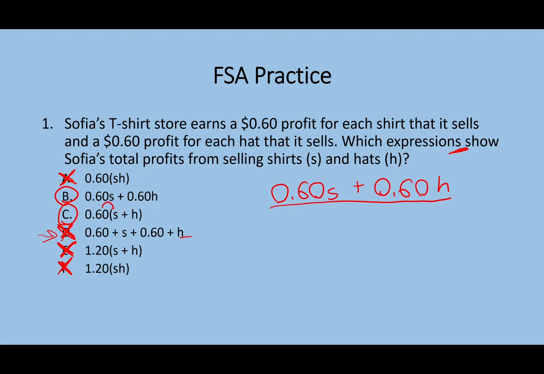If I take 0.60 and I multiply it times S, it will give me 0.60S. 0.60 times H, 0.60H. So B and C are equivalent. B and C are my answers.